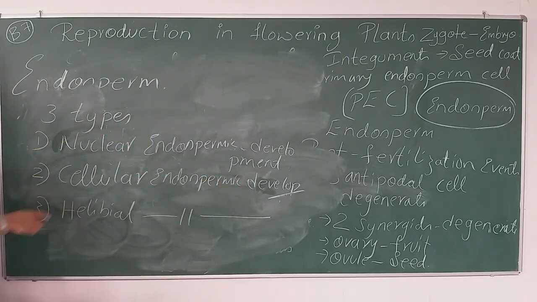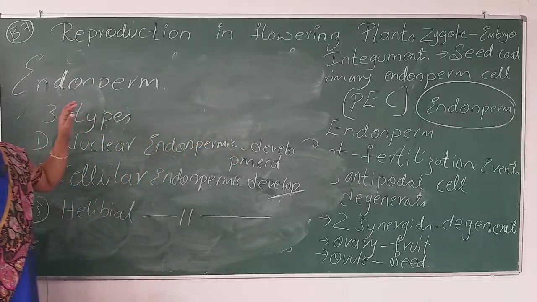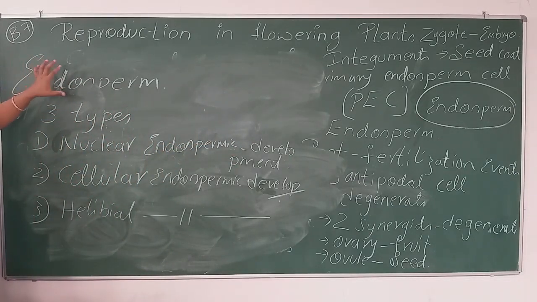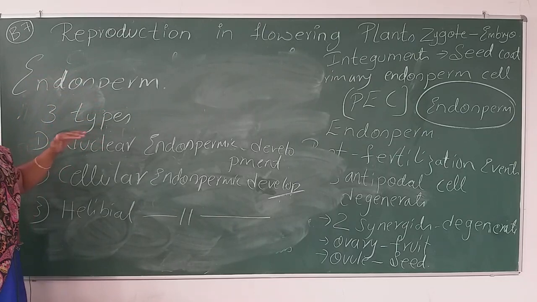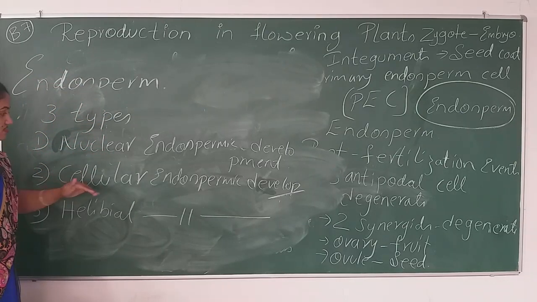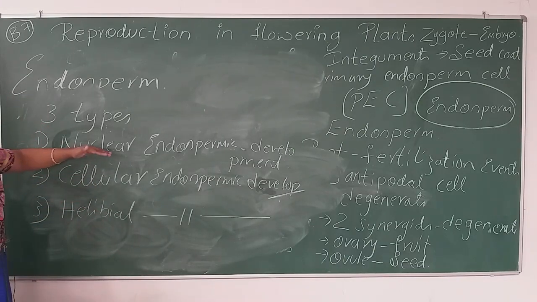Endospermic development, there also endospermic development. Nuclear endospermic development. So we are talking about the three types of endosperm, right? Based on the development of endosperm, it has been classified into three types: one is nuclear, cellular, and helobial. So we'll study one by one by drawing the diagram of each.